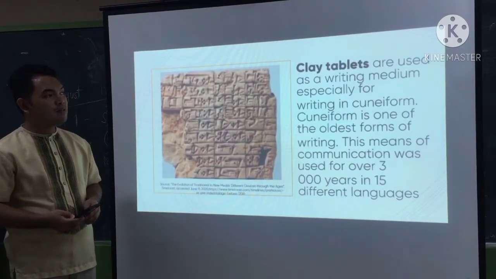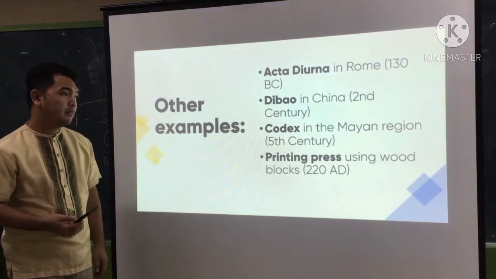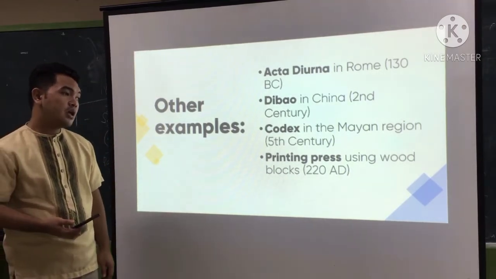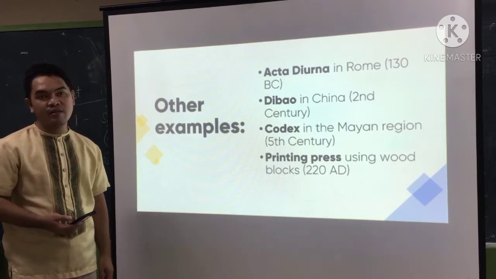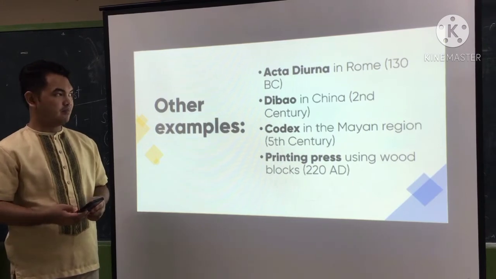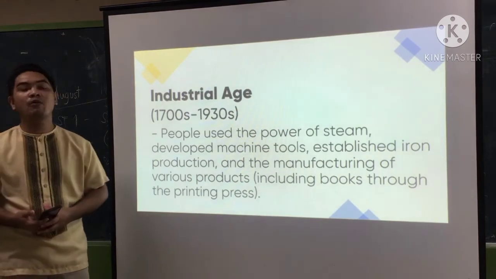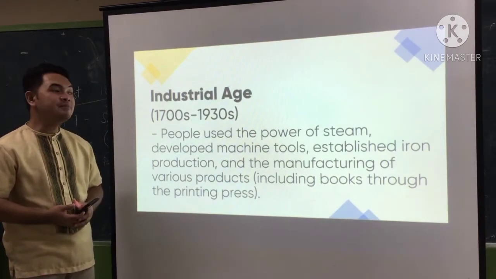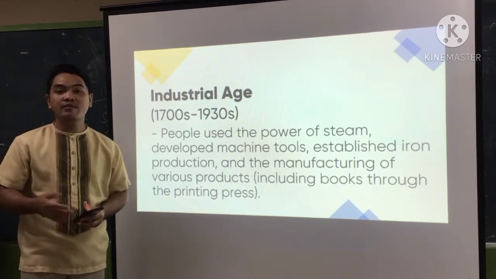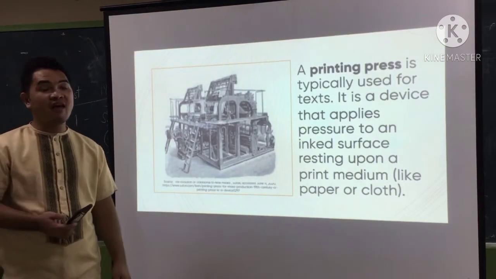We have the clay tablets, the papyrus, and another example from the Maya region, using the wood blocks and printing press at that time. In terms of the industrial age, people use the power of steam, develop machine tools, and establish iron tool production and manufacturing in terms of books and the printing press. So this is the first printing press at that time.